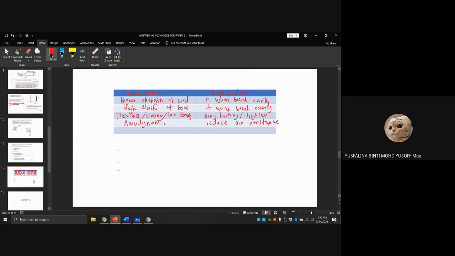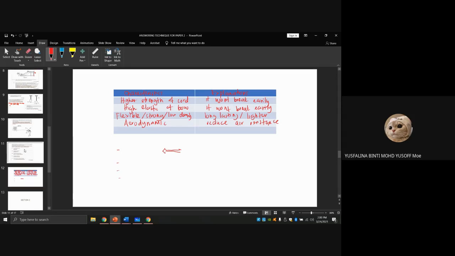Let's say in the exam, you forgot the name. What is actually aerodynamic? You forgot aerodynamic, right? So what you have to do, you can draw. You just draw an arrow here. Yes, it can be acceptable also. If you forgot the name of the shape of something, just draw. It can be accepted, by drawing also.